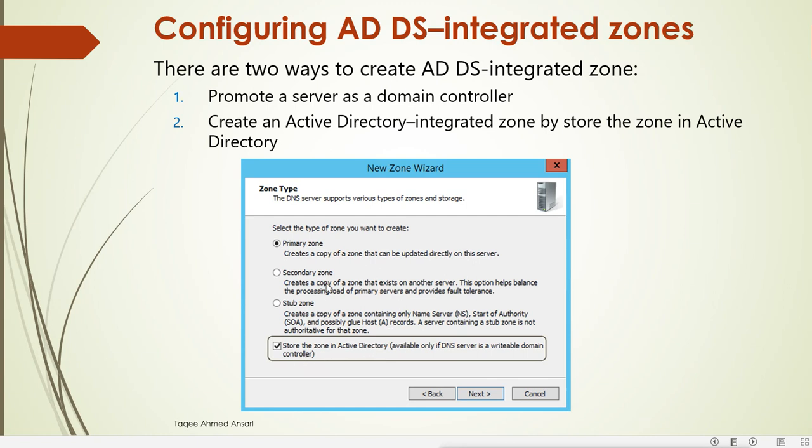Either we create the domain controller with an Active Directory integrated zone, or we can create the Active Directory integrated zone after creating the domain controller. But if you don't have an Active Directory domain controller and you are creating the zone on another machine, a member server which is not a domain controller, then you will not get this option.